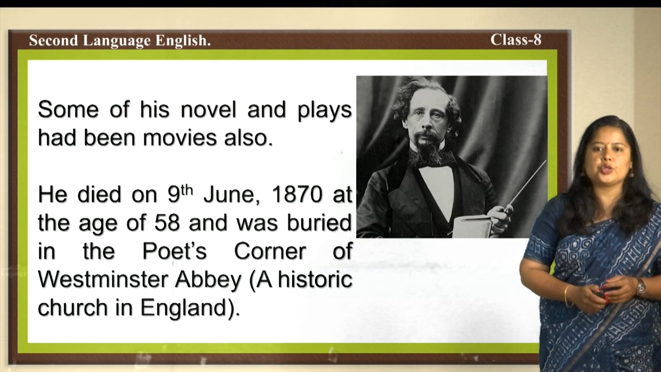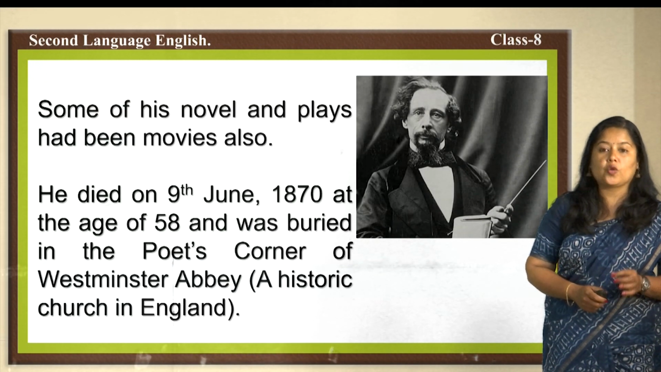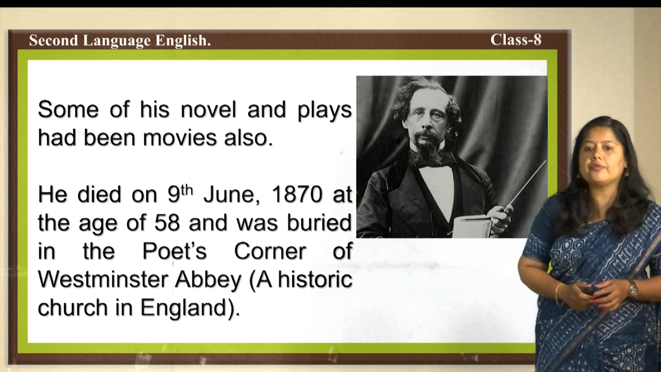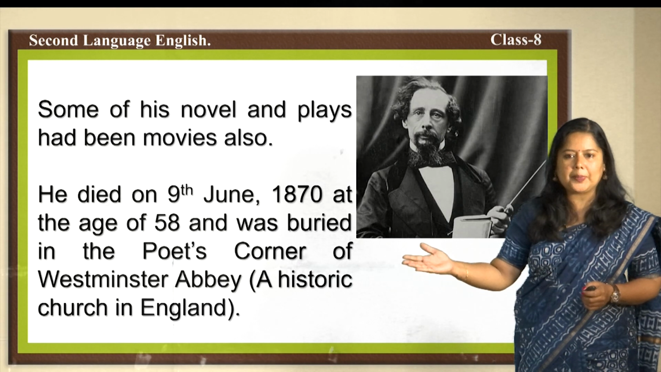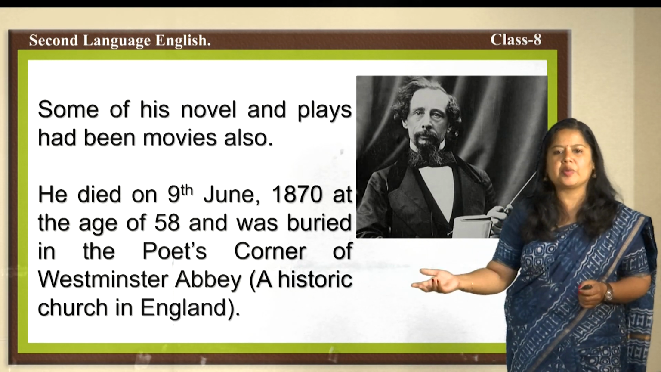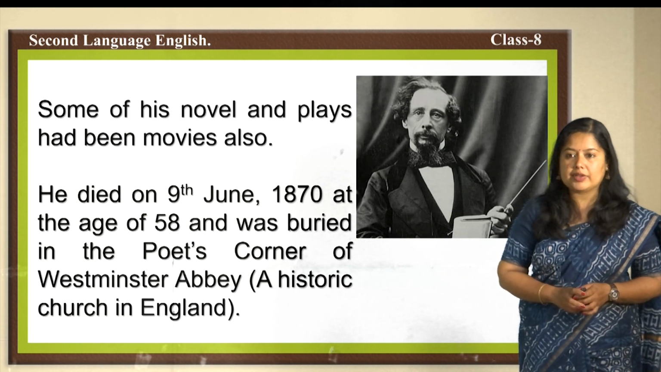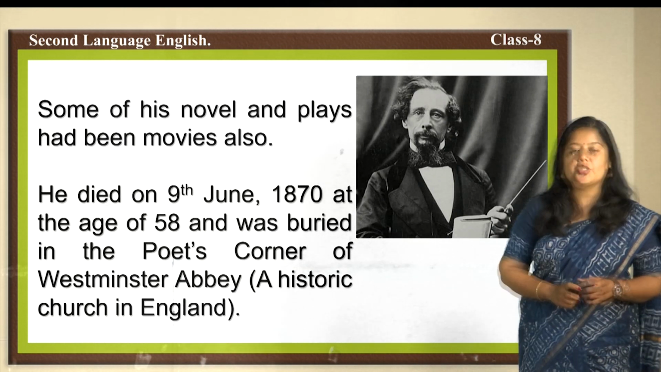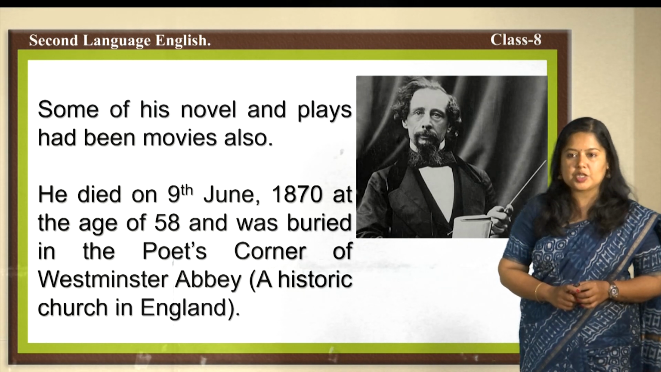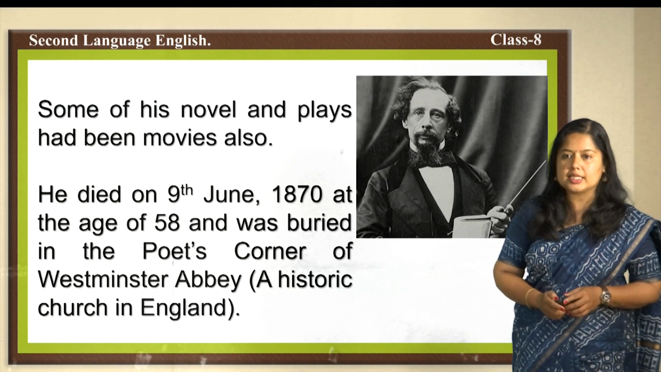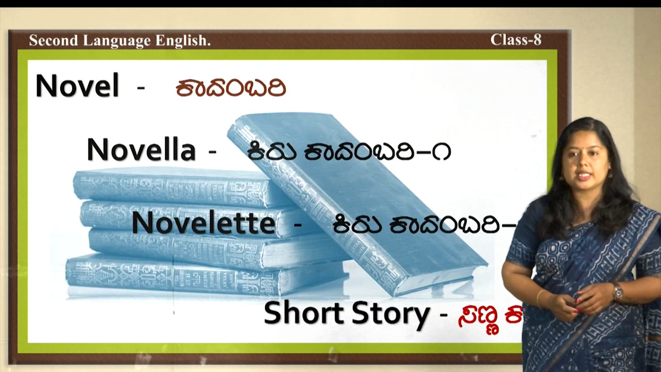He died on 9 June 1870 at the age of 58 and was buried in the Poets' Corner of Westminster Abbey. There is a place where only poets and writers have been buried after their death in Westminster Abbey, and the very first poet to be buried over there was Chaucer, the first modern English poet. So, there itself even Charles Dickens was buried after his death.